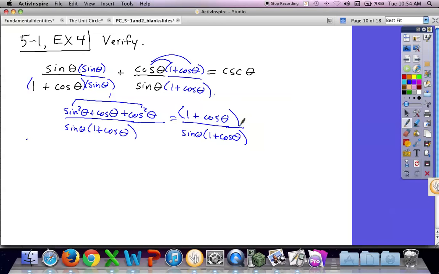And then you got a common factor, 1 plus cosine theta. Right? This cancels this, which leaves 1 over sine theta, which is cosecant of theta. Right? Check. So when you got two fractions, different denominators, find the common denominator. It'll probably get you where you're going. I think there's another example of that.